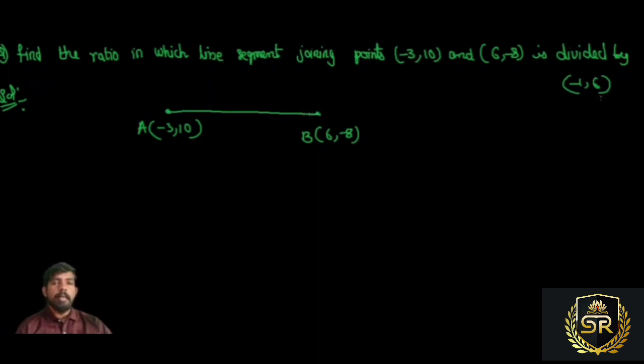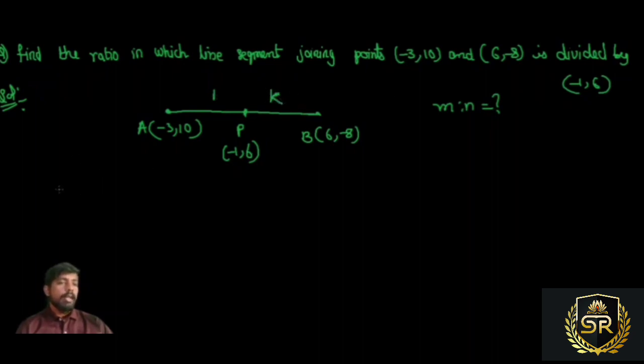is divided by this point. Okay, and this P point, let us say this is a P point, is minus 1 comma 6. This point P, let us assume. So this point P is dividing this line in what ratio? This is m is to n ratio, right? In what ratio will it divide? We don't know this ratio. We should find m is to n ratio. But here we will assume 1 is to k ratio.